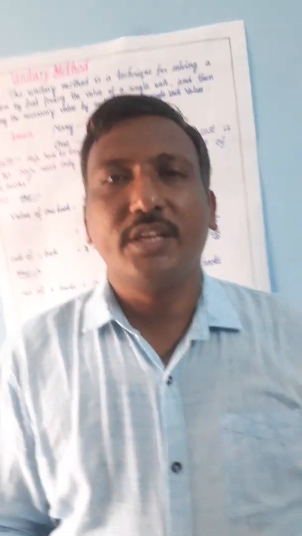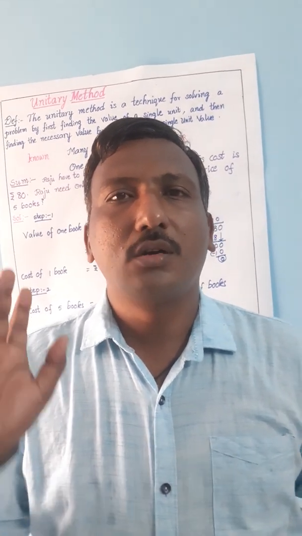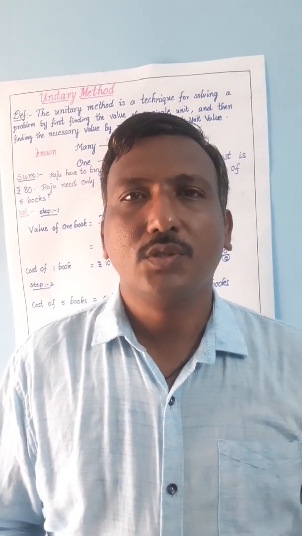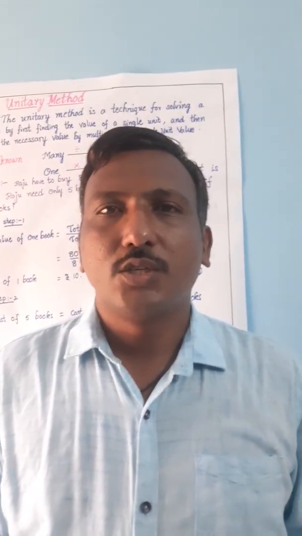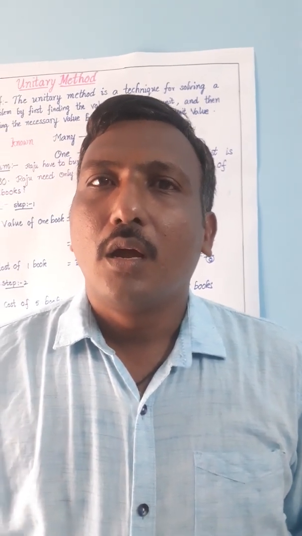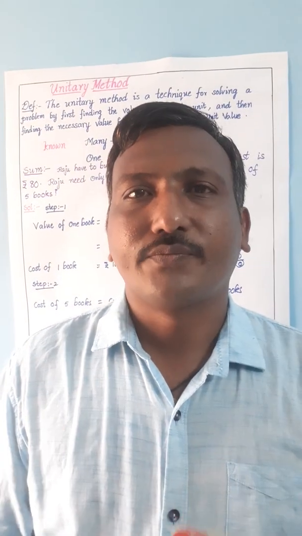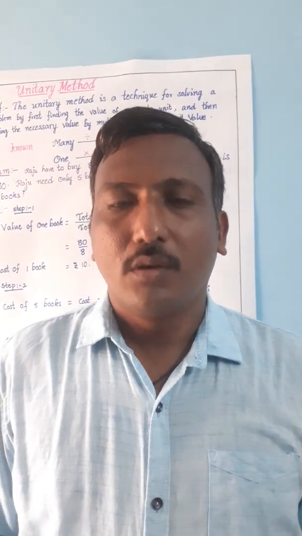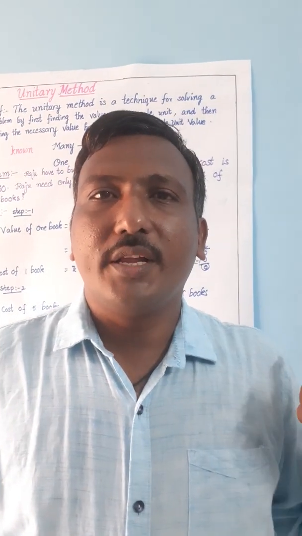So, she thinks, I have 20 rupees. Now, how many pens do I get? She thinks, I get 2 pens. So, give me 2 pens. Here, the shopkeeper divides and tells the answer. Sita multiplies and tells. Okay. Now, I am going to tell the unitary method.